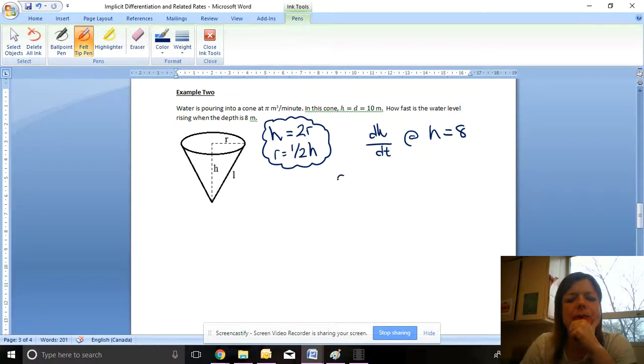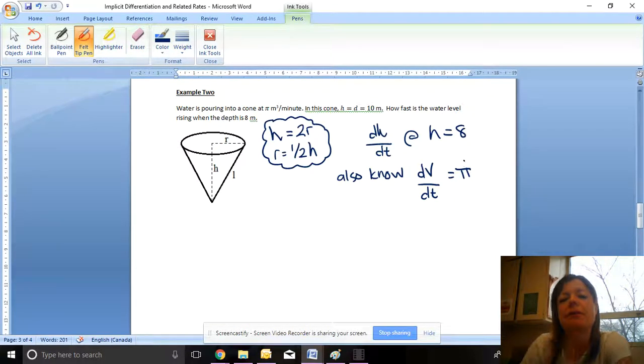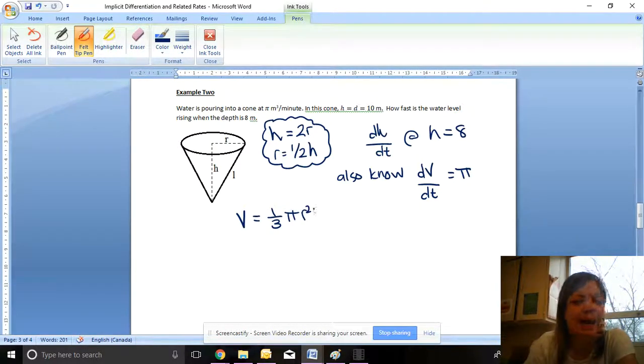We also know that water is pouring into the cone at pi cubic meters per minute. So that is the rate of change of the volume with respect to time. So we know that that is equal to pi. So we're going to use our knowledge of this relationship to find dH dt. So right now, let's think about what we know about the volume of a cone. The volume of a cone formula is 1/3 pi r squared h.